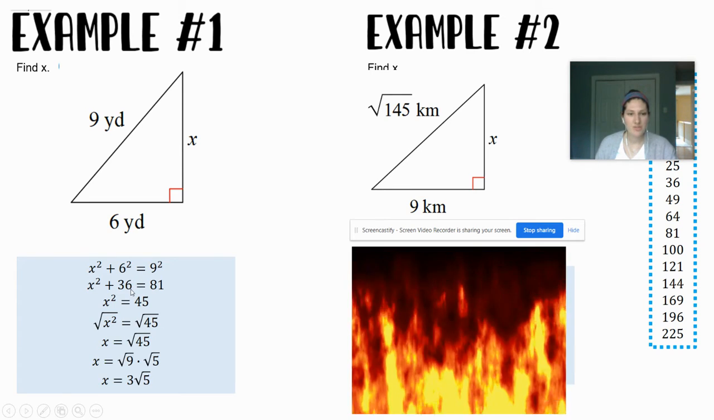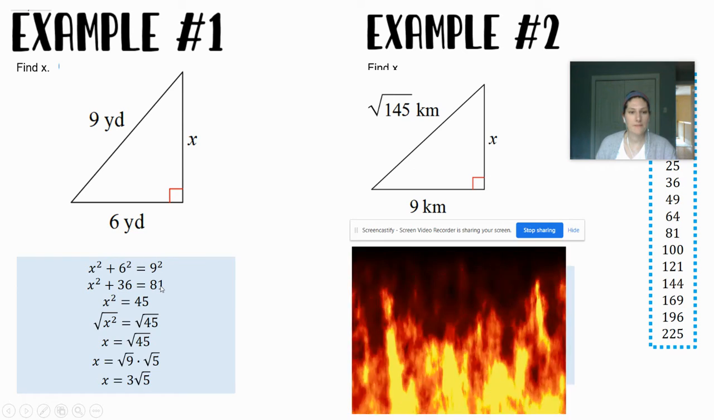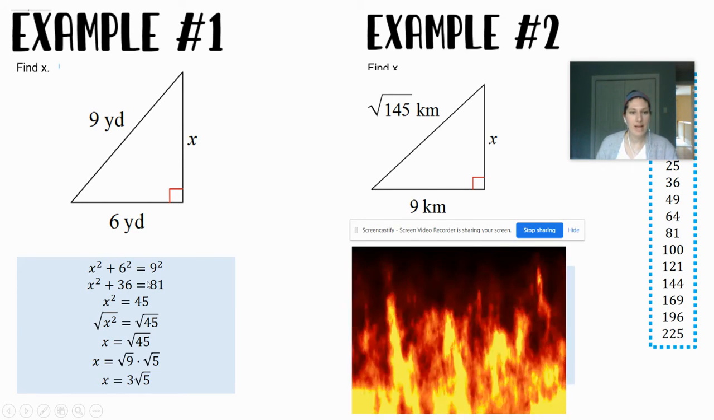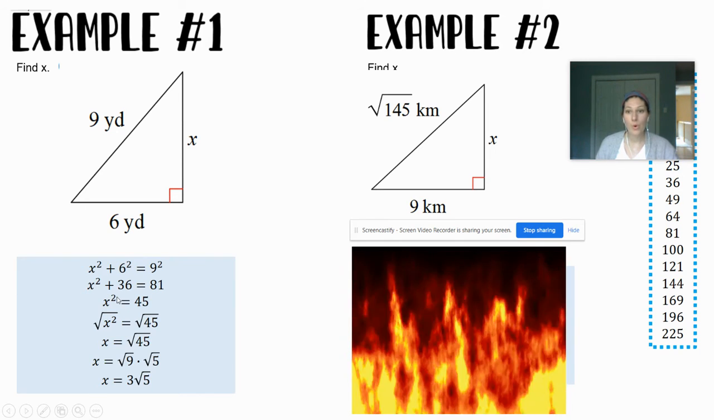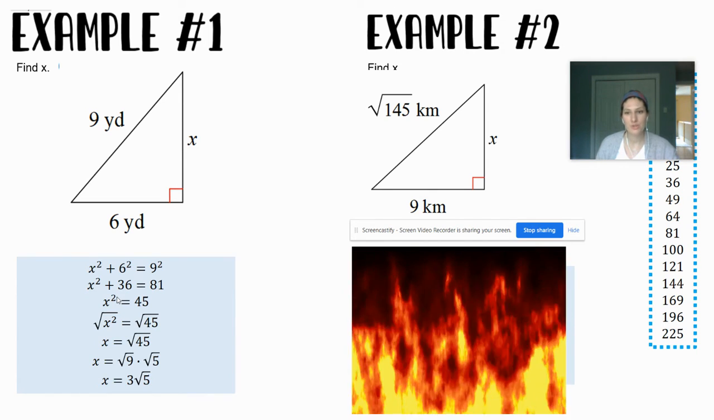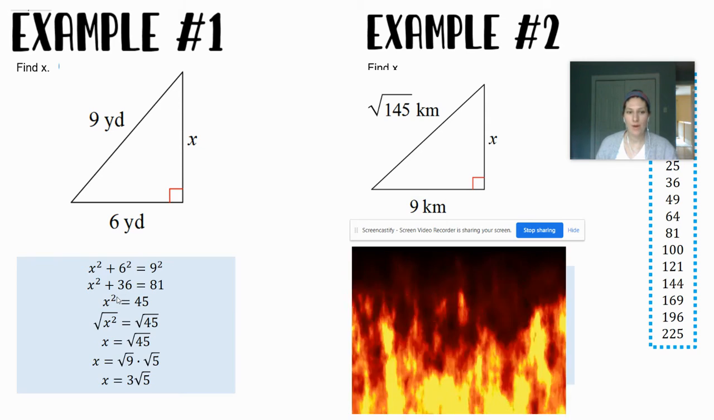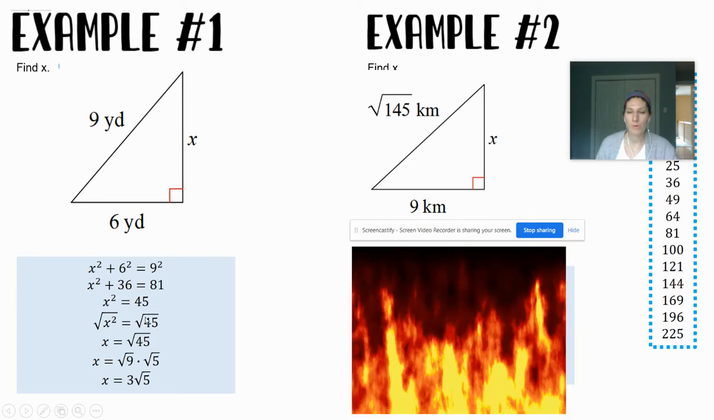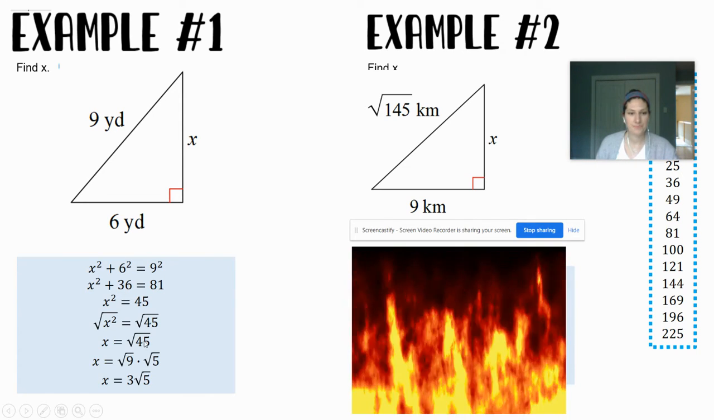I'm going to simplify each of my terms. 6 squared is 36. 9 squared is 81. I'm going to get x squared by itself by subtracting 36 from both sides. Now, your goal is to get x by itself. And right now, x is being squared. So you think, what is the opposite operation of squaring something? And it would be to take the square root of both sides. What you do to one side, you need to do to the other.